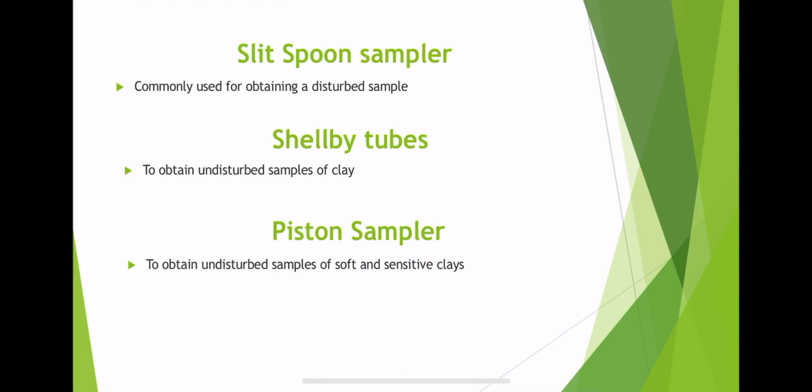Coming to the split spoon sampler, this is commonly used for obtaining a disturbed sample. Here we are using different samplers for obtaining different samples. Shelby tubes are used to obtain undisturbed samples of clay. As the clay is in a smooth condition, if we use a split spoon sampler by digging naturally, that soil will be sticking and it will be falling downwards. That's why we are using the Shelby tube. Shell means protection. And a piston sampler is used to obtain undisturbed samples of soft and sensitive clays.